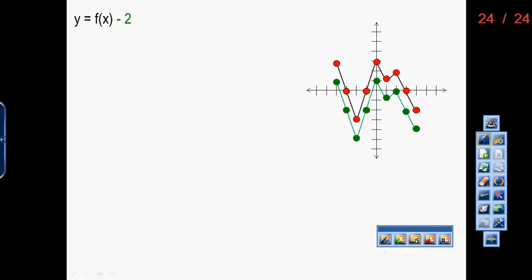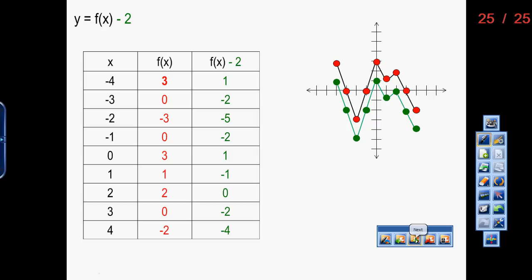So don't get confused. We could have gone over there and done the whole table, but it's showing you, based on the fact that you know now it's going to shift down 2, I can take each point and just move it down 2. So let's look at the next one here. And now it gave you the tables. Now you can go back and figure out your table.